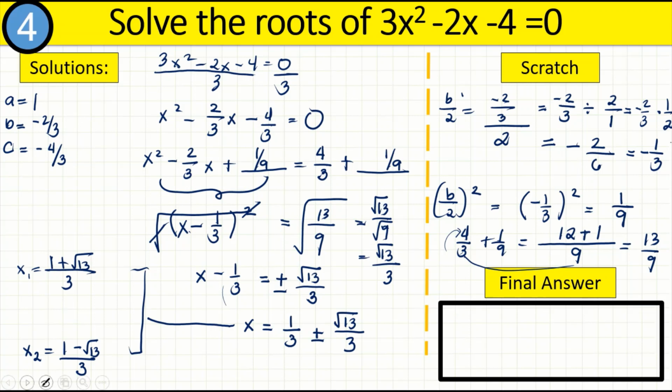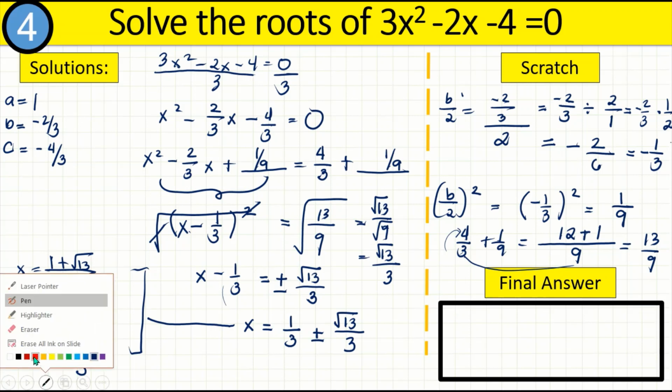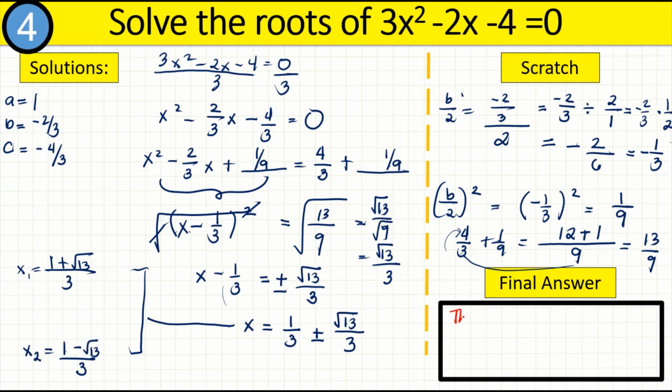So, therefore, the roots of 3x squared minus 2x minus 4 equals 0 are 1 plus square root of 13 over 3 and 1 minus square root of 13 all over 3. And these are now the final answers.